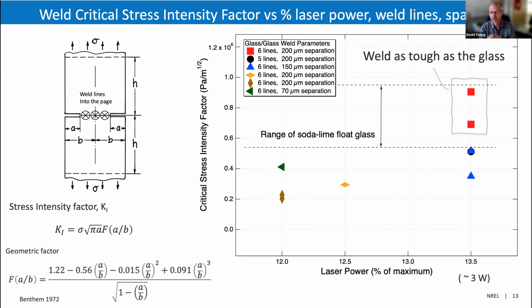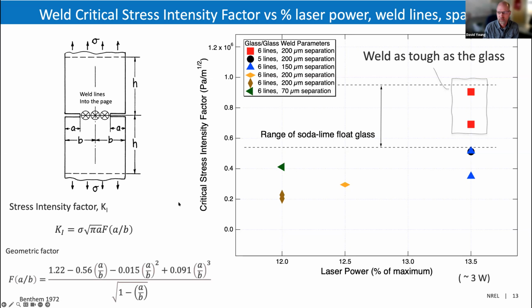And essentially, in this limited data set, we found that laser power is a significant knob. And we found that with the right number of lines and separation, we got some very tough welds, and the welds were essentially as tough as the glass. There's quite a range for the toughness of soda lime glass, float glass, and we found that these parameters or settings gave us a very strong weld, a very tough weld.